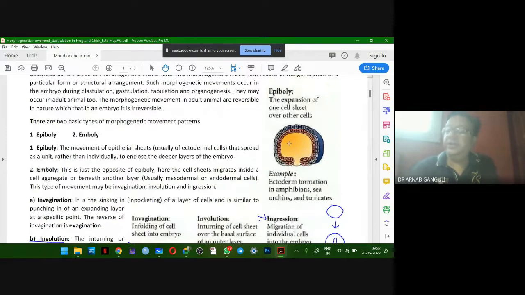Then another important thing is epiboly. Outward. Cells cover the outside. Expansion of one cell sheet over other cells. So you have, say, one sheet of cells over here. On top of this another sheet of cells will come from this direction, or it can come from this direction, whichever direction it will cover from above. Epiboly is the term we can use, covering.